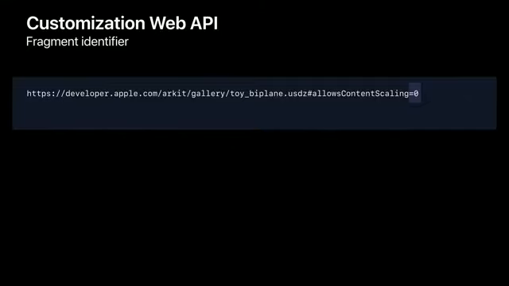If the original URL does not contain a fragment string, AR Quick Look will launch and load the 3D content for previewing using the default behavior, which is to allow content scaling. Going through the URL's fragment identifier allows for future customization options and enhancements to the 3D content previewing experience as more features get added to AR Quick Look.